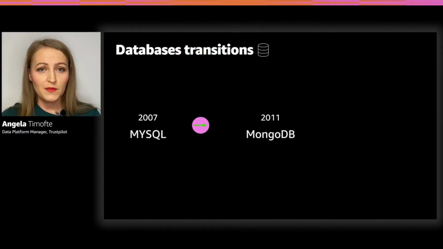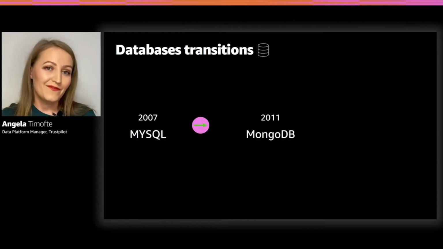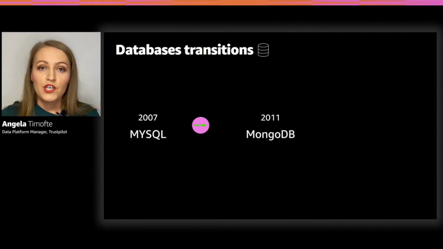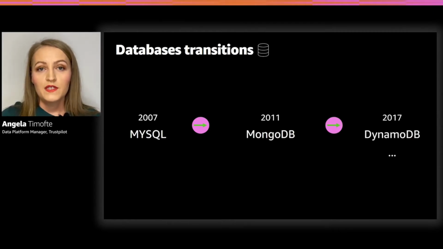But at the same time, since 2011, when we decided to move to MongoDB, the company has grown even more, and the use cases also changed. So we knew we had to look for alternatives. That's why in 2017, we started to look at DynamoDB. But one thing that we learned from the previous transition was that you should never put all of your data into one type of database.